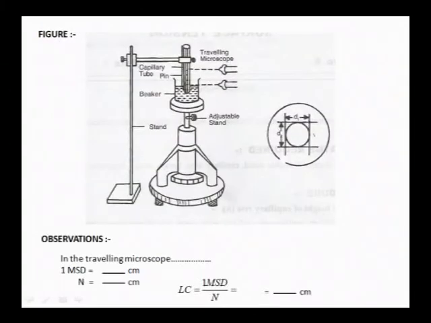Now, this is the apparatus setup of the experiment. So, we have a stand. The stand is connected to the capillary tube, which is vertical. A tripod stand is used to keep the beaker containing water or liquid, whose surface tension has to be calculated.